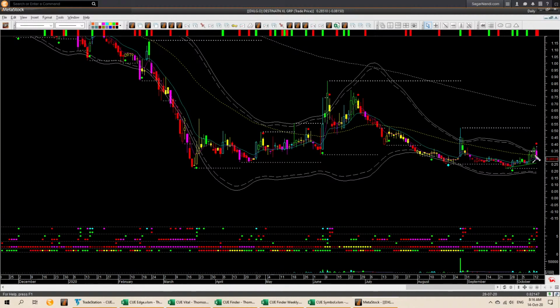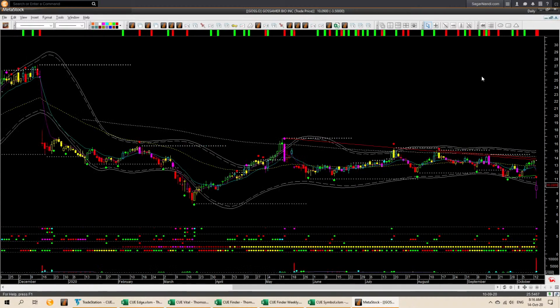Next stock, DXLG. It has a bearish flow yesterday. However, there is a trend line support nearby. Therefore, we are not considering shorting it now. Near support, we don't want to short. Close this. Next one, GOSS.